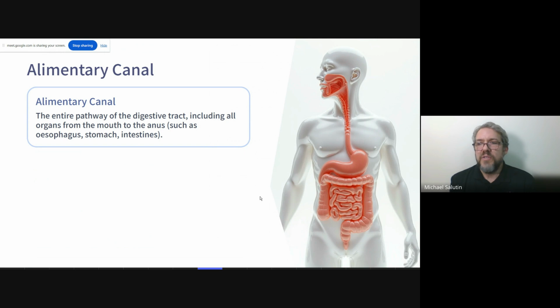And of course, once nutrients get into the bloodstream, that's the circulatory system and the lymphatic system. It's not, strictly speaking, part of the alimentary canal. A canal is just a tube. So this is the tube that goes all the way through the body. So just remember that.